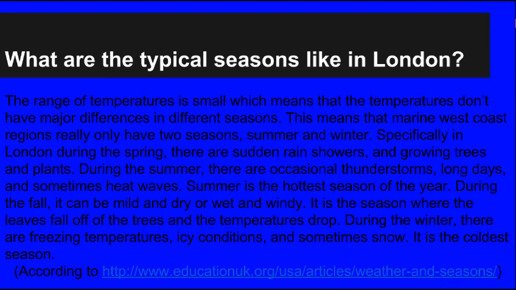What are the typical seasons like in London? The range of temperatures is small, which means that the temperatures don't have major differences in different seasons. This means that Marine West Coast regions really only have 2 seasons, which are summer and winter.